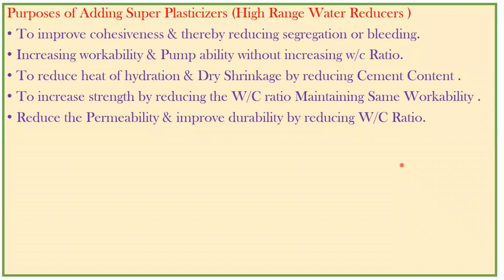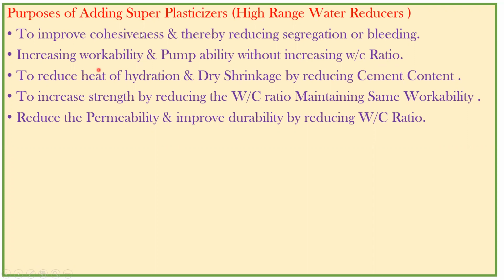Now coming to the purpose, it is very much the same as we got with the plasticizer. First is to improve the cohesiveness and thereby reduce segregation and bleeding. We'll try to understand what segregation and bleeding are in chapter 2. Next is to increase the workability and pumpability without increasing the water cement ratio. For the very same water cement ratio, I want to increase the workability, right?